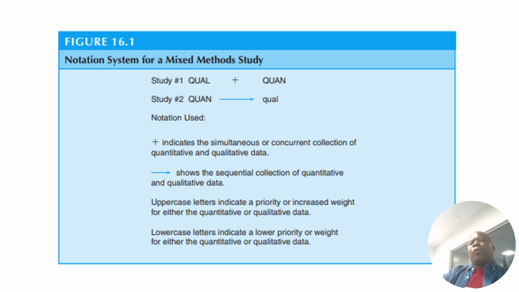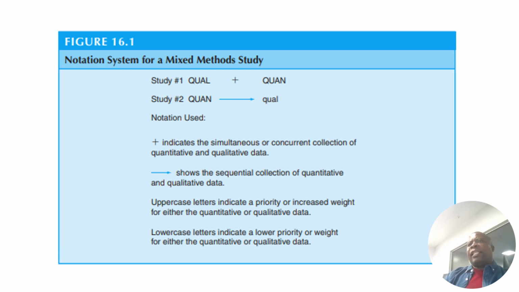Then this diagram, I took it from Creswell 2012. In study number one, that is when you are giving equal weight to both approaches, then you write them in capital letters, as shown. Also, if you are giving greater weight to quantitative, and starting research from quantitative to qualitative, that's how you can write it, as shown in study number two.